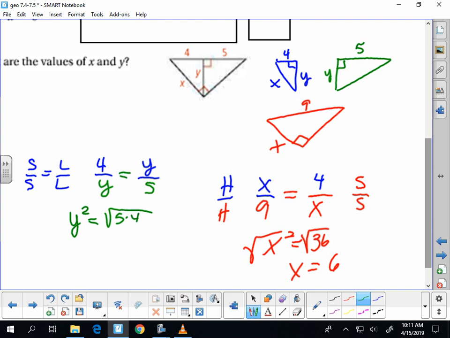What do I know about square root of 4? Sorry, y equals 2 square roots of 5. So again, we're just setting similar parts over similar parts.